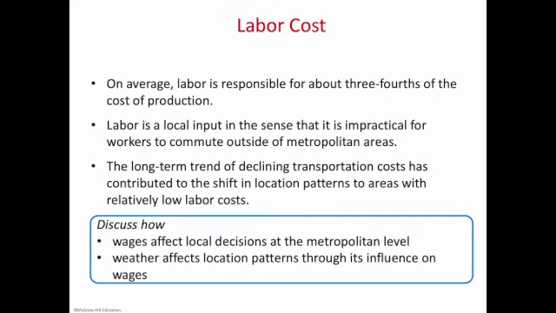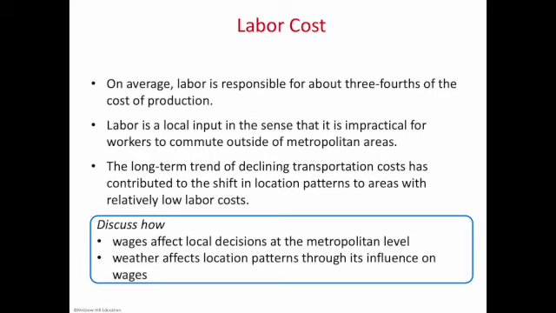Labor cost. On average, labor is responsible for about 3/4 of the cost of production. Labor is a local input in the sense that it is impractical for workers to commute outside of metropolitan areas. The long-term trend of declining transportation costs has contributed to the shift in location patterns to areas with relatively low labor costs.